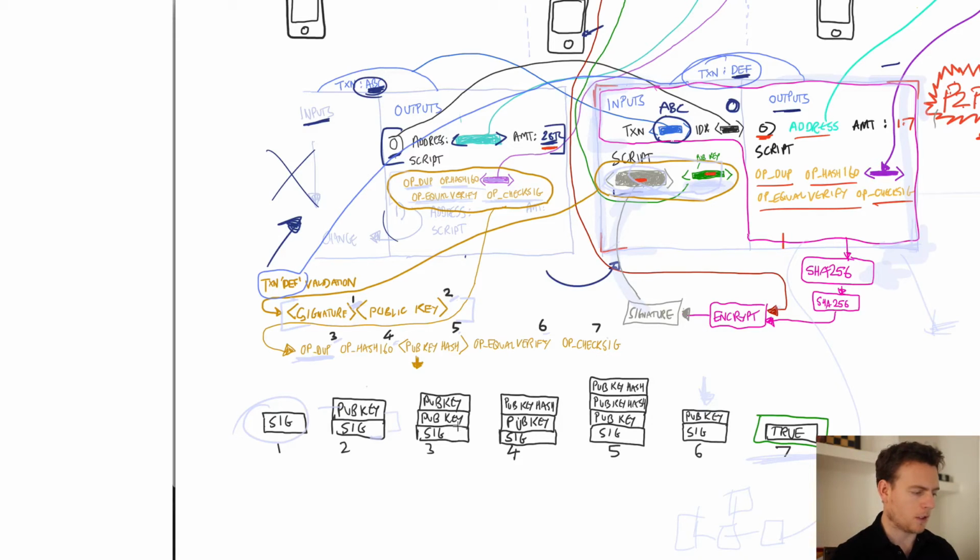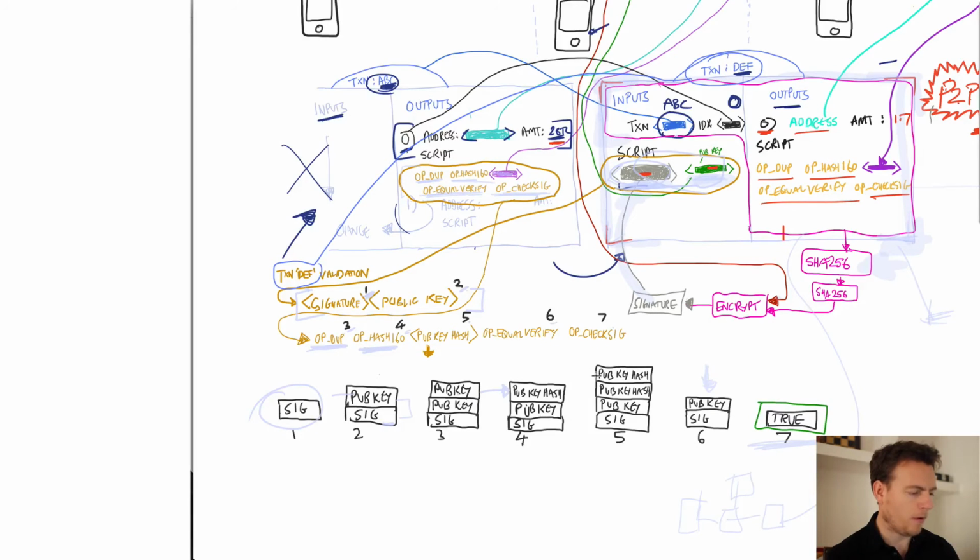So now we have the signature and then 2 copies of the public key on the stack. That's pretty straightforward as well, right? Then number 4, there's an OP_HASH160, and what OP_HASH160 does is it hashes the top item of the stack. So it removes the top item from the stack, hashes it, and then puts the hash back on the stack. So now we have 1 copy of the public key, but then we have the public key hash on top of the stack, right? Which is pretty straightforward, right?